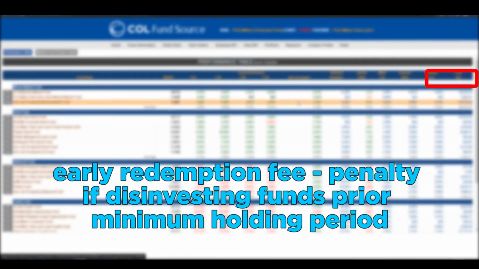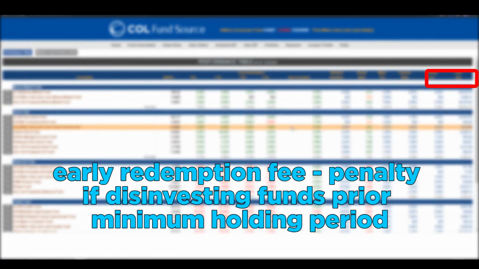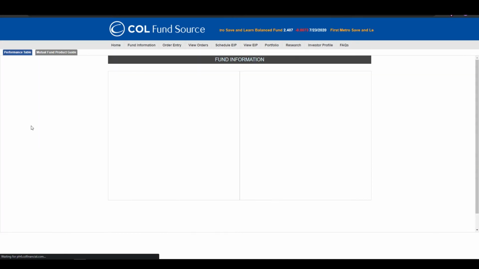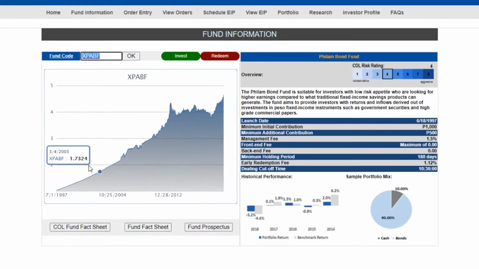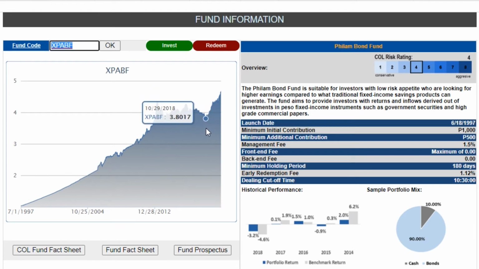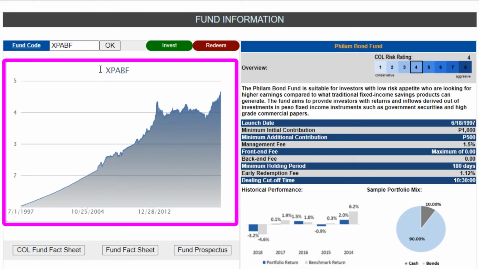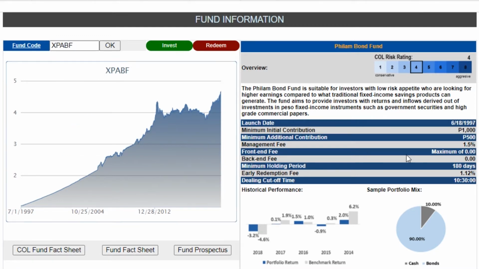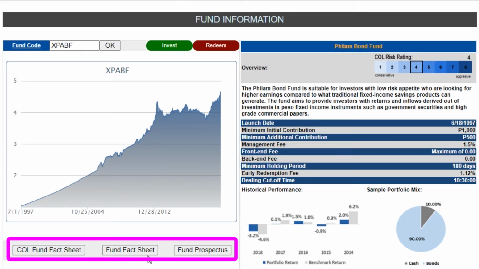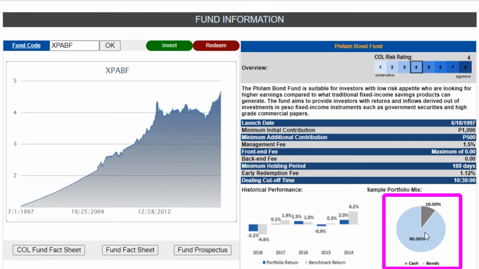You can also go back to the performance table and click on a particular fund. When you click on a particular fund, it will give the fund information and the fund code. You can click on the fund code on the left of that to see the other fund codes. You can also see the performance here of a particular fund. There are very interesting stuff here, just like a risk rating. You can also check their fund fact sheet, ratio of portfolio mix.